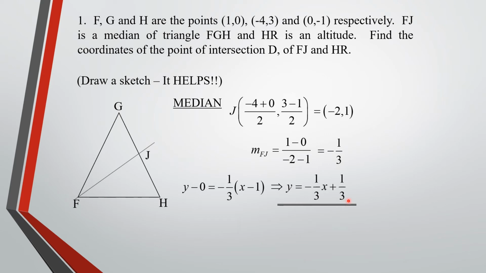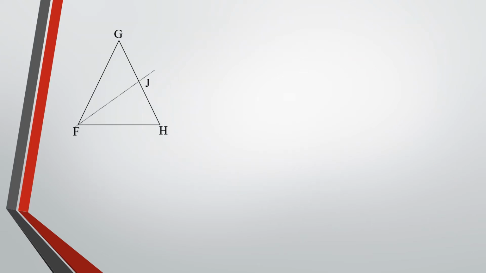Next, we will look at how to find equation of HR, which is the altitude. In order to find equation of HR, you need to sketch the HR first, which is the altitude. So H towards R, obviously the opposite side would be FG.